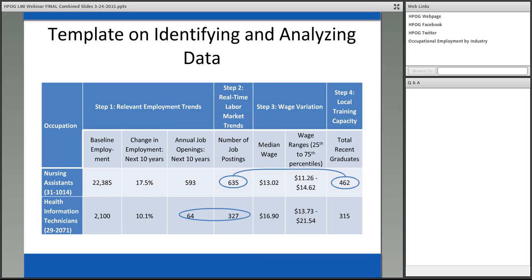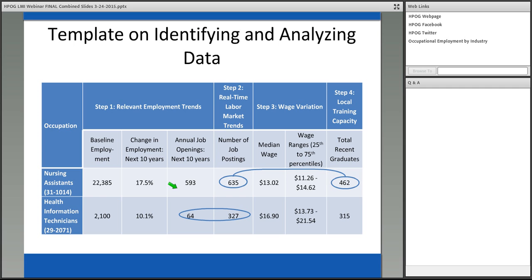So after going through steps 1 through 5, we've developed some handy templates where program planners can plug in all this information to allow for more easy interpretation by bringing all this information together. So some of the highlights of the information that's been gathered so far is that we can see for nursing assistants, the number of job postings is far exceeding the number of recent graduates, indicating that there may need to be more graduates for these programs to fill the necessary number of postings.